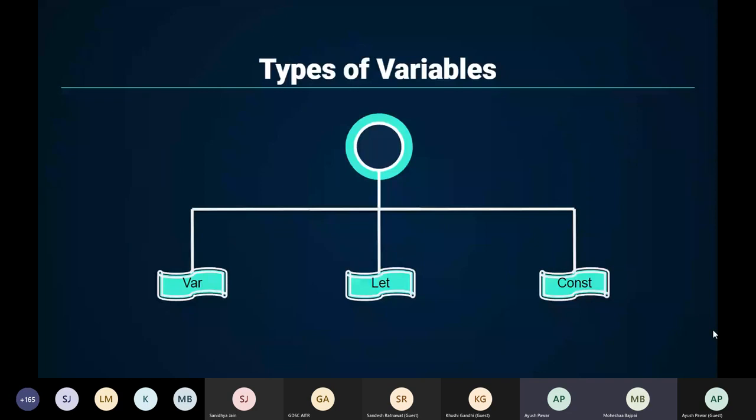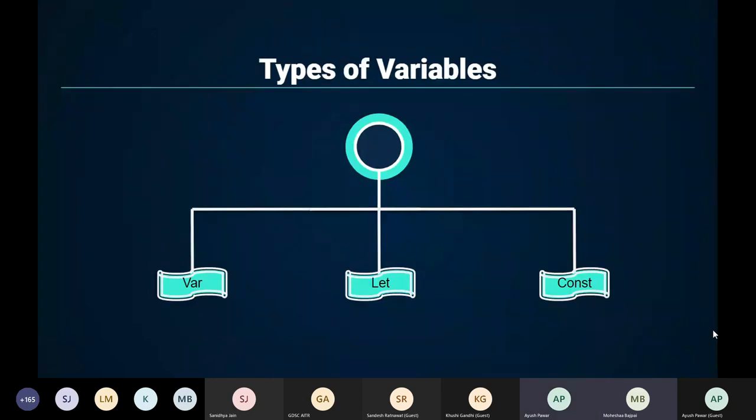Now the question arises, sir, you have told so much, but what is a variable? So variable is a container in which we store some value. That value can be a string, int, or boolean, which we have studied earlier. Now there are three keywords used for variable: var, let, and const. Before learning more about these variables, let me tell you how to declare a variable.